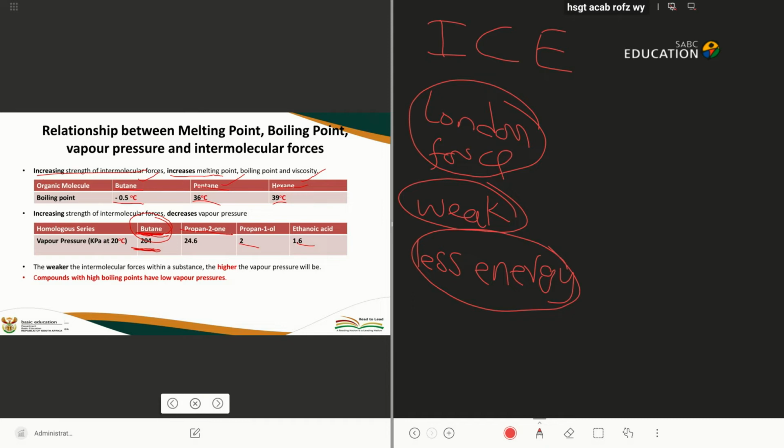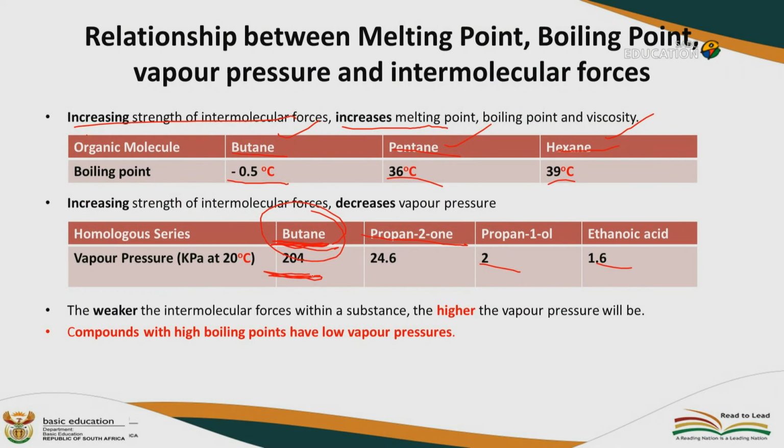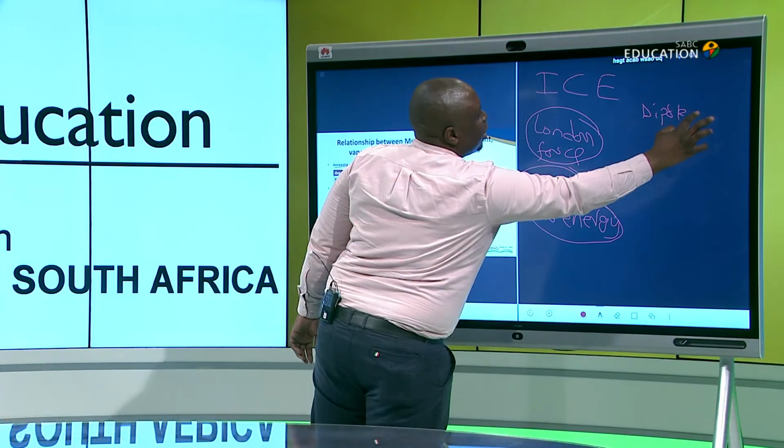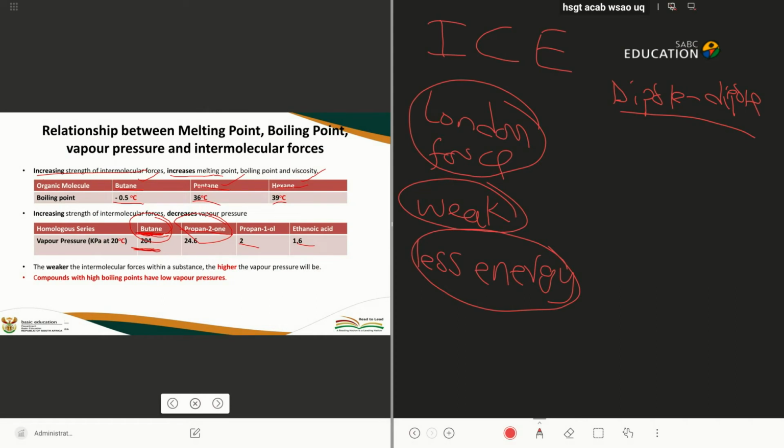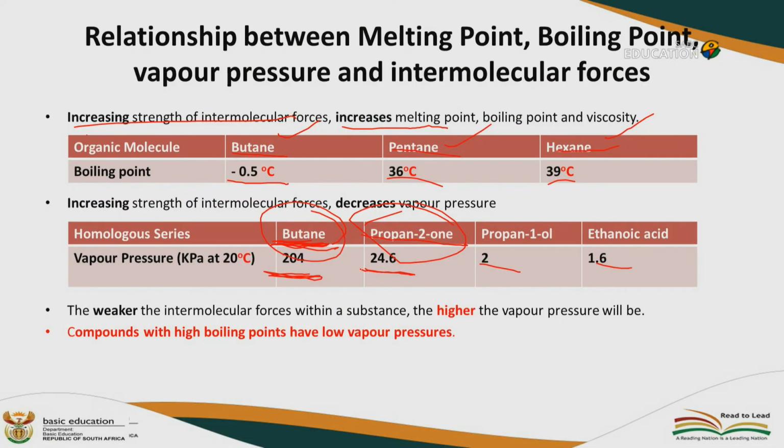Remember, we said for vapor pressure, as the strength increases, you see the strength is increasing from butane to propan-2-one. The strength is increasing because we are moving from London force to propan-2-one. What is the intermolecular force? Dipole-dipole. So as we move now to dipole-dipole, the strength of the intermolecular force is increasing, or is stronger than for alkanes. So when you are having this ketone, you are having dipole-dipole, then the vapor pressure decreases to 24.6.